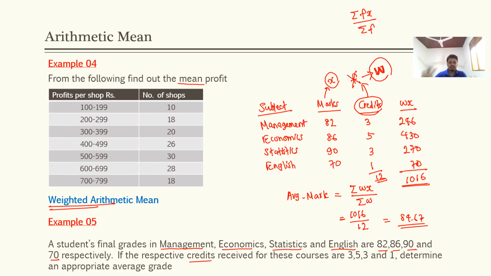The only difference is that the frequency letter f has been replaced by a weight, a weighting value. Right? So f we need to replace with w. That is the only difference.